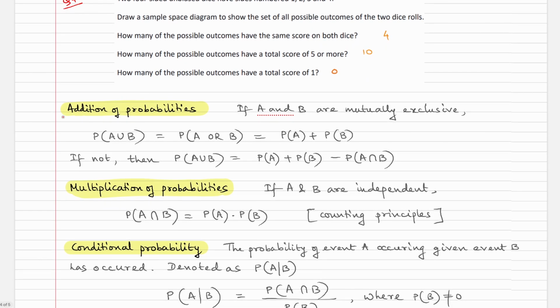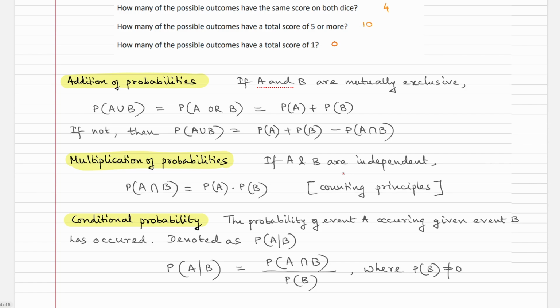Alright, now we will learn addition of probabilities and when they can be added. If A and B are mutually exclusive, only then can they be added. So P of A union B, which is the same as P of A or B, is written as P(A) plus P(B). If they are not mutually exclusive, then P of A union B is given as P of A plus P of B minus P of A intersection B. That is the common portion between A and B.